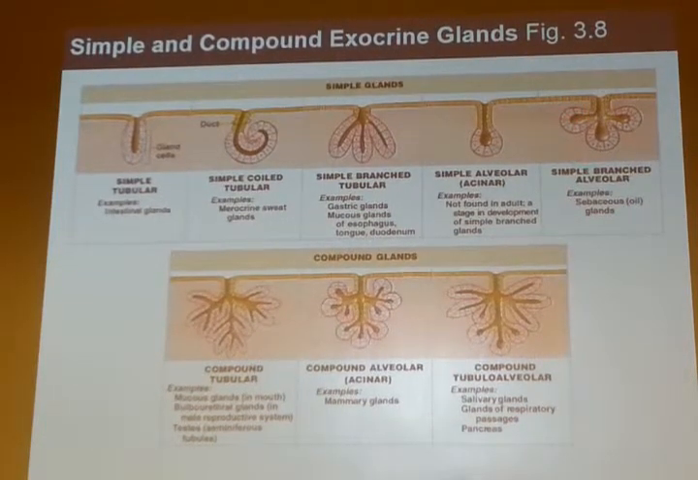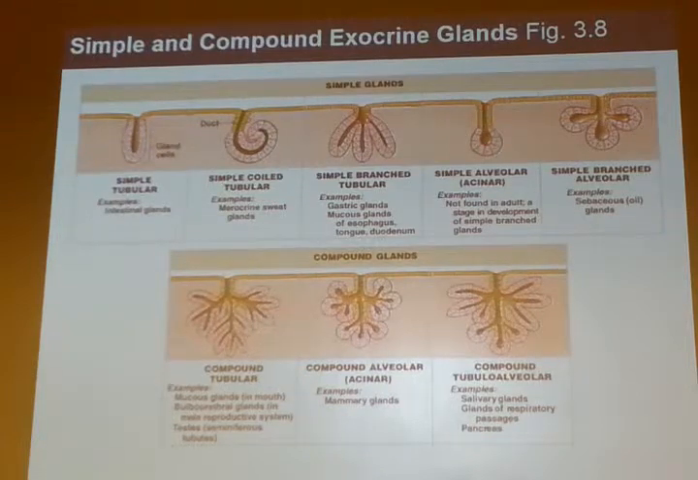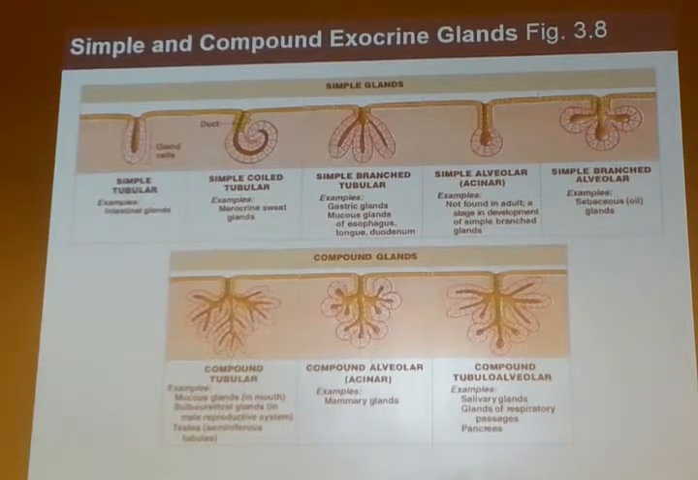Okay, so sebaceous gland is an example of a branched, simple gland. Not all of your sebaceous glands are associated with hair. You see people with really bad, big acne on their back. There are a lot of sebaceous follicles back there that also get infected, as well as the ones on their face.